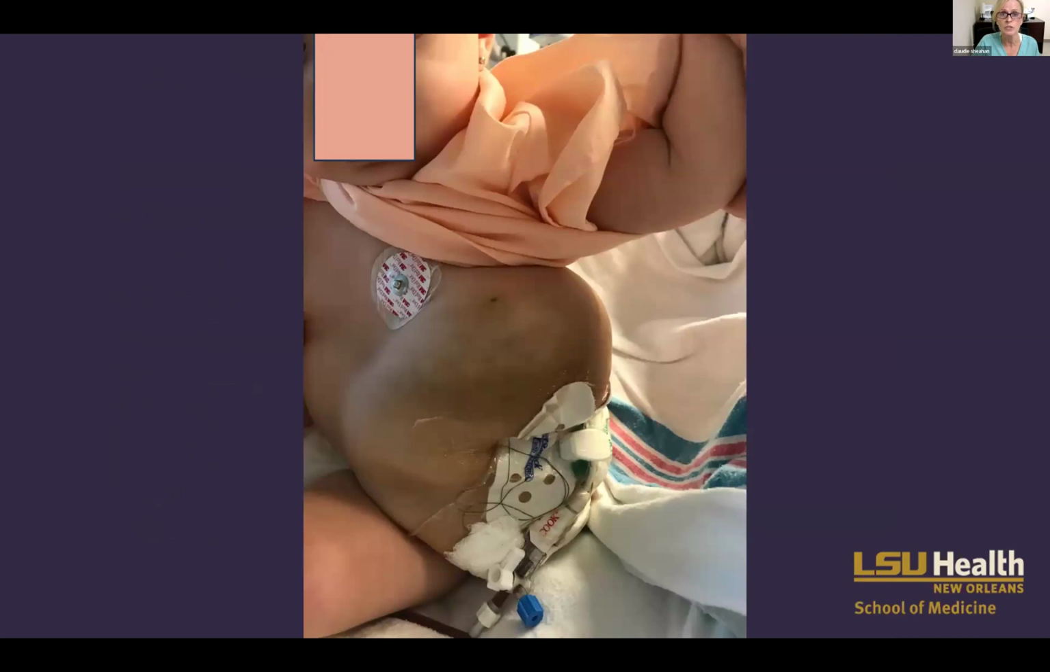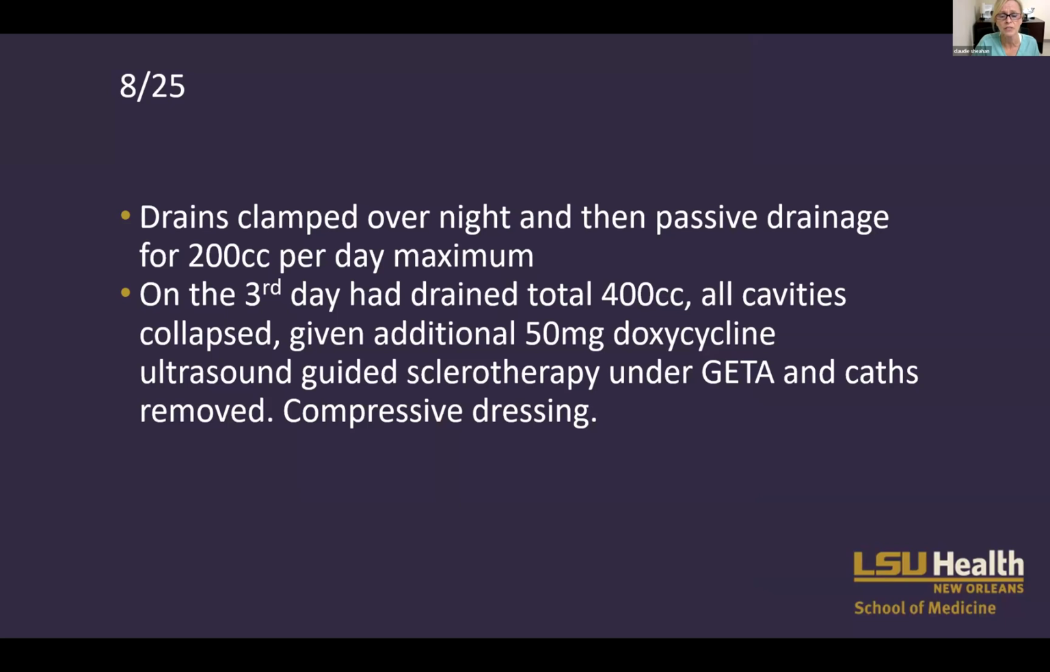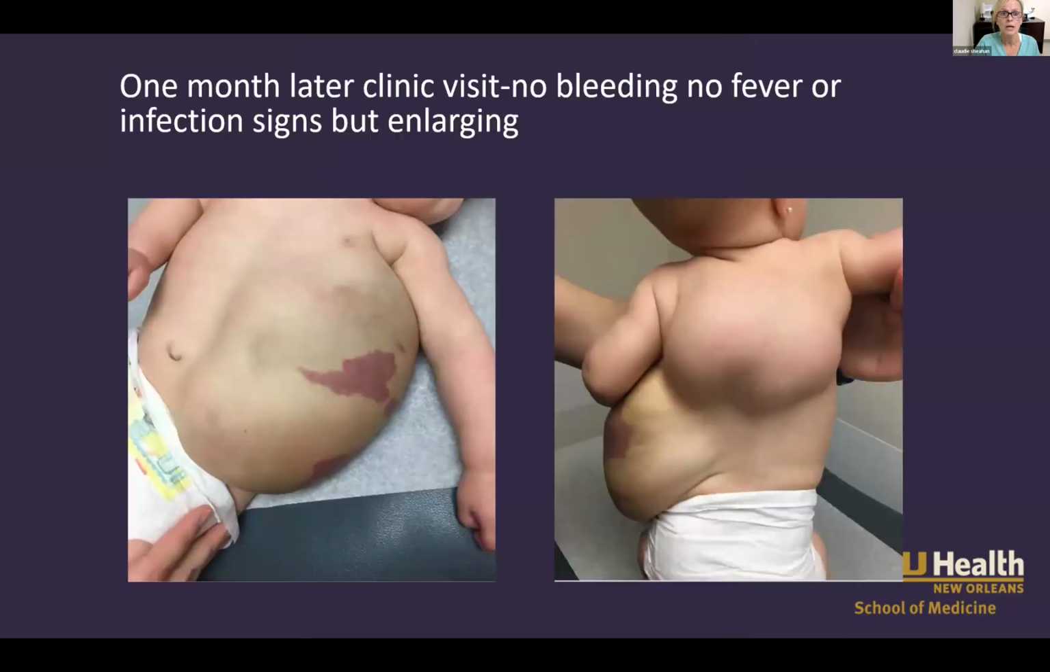But you can imagine this is quite an undertaking. It requires an ICU stay. These are painful indwelling catheters. The advantage is that it allows for passive drainage, and so potentially less physiological impact to the infant. And so we did drain after a few days, total 400 cc's of fluid. We gave her more doxycycline, then of course involved more general anesthesia. And you can see here a relatively smaller looking lesion.